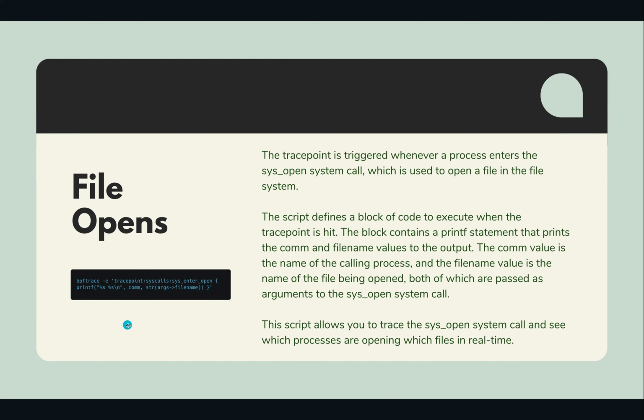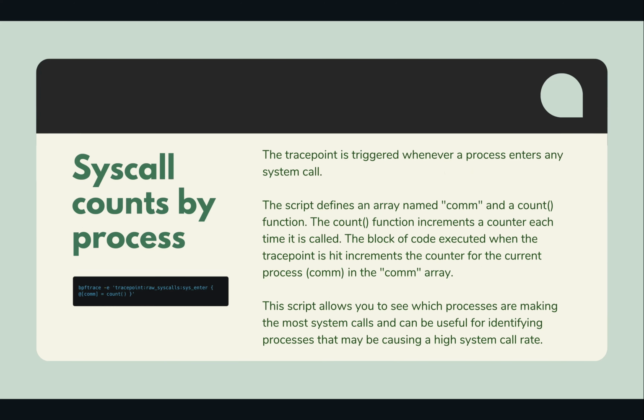The script generally defines a block of code to execute when the tracepoint is hit. The block contains a print statement. It has the process name from which this particular function is being called, and it will also get the file name from it. So let's say when I trigger a system call, it will print out the process name which has been calling, and it will get the file name from the arguments of sys_enter_open. So we can see in real time when a process calls to open a file on the system.